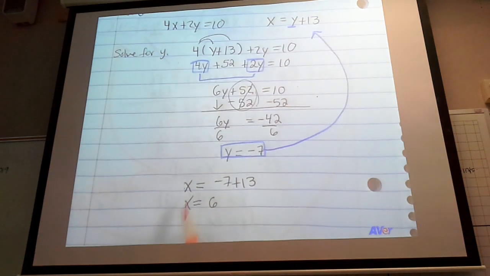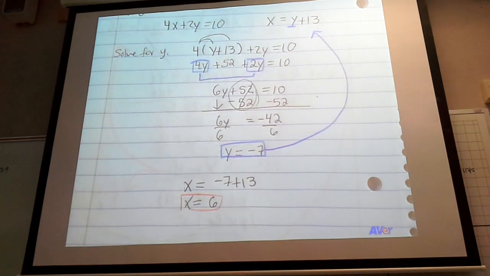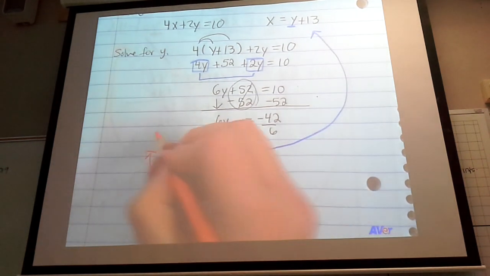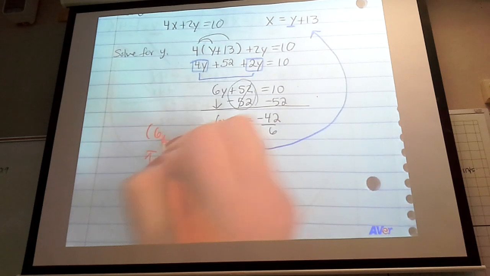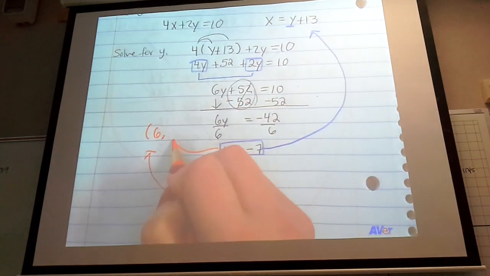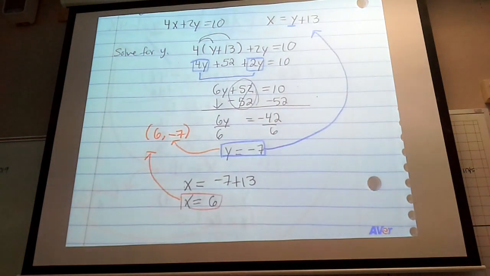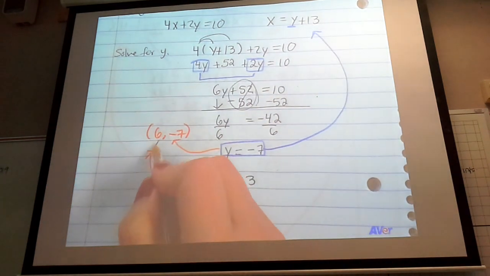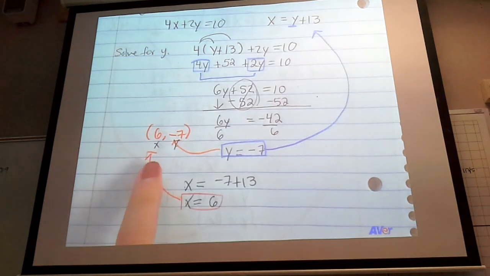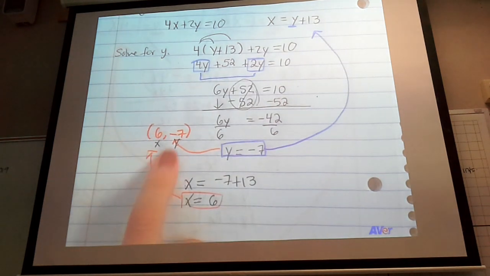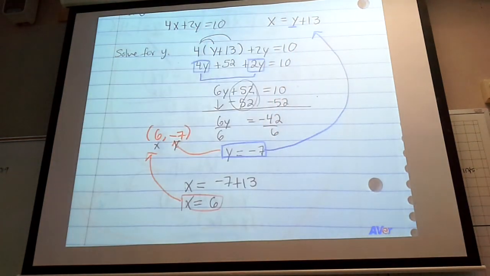So I have my two variables, my x and my y. So if I want to write my point, now I know that my solution point is (6, negative 7). If I'm not too sure if I did my work right, you can always go back and check by replacing the x with a 6 and the y with a negative 7 into both of the equations. If you get two true statements, you know you did the work right.